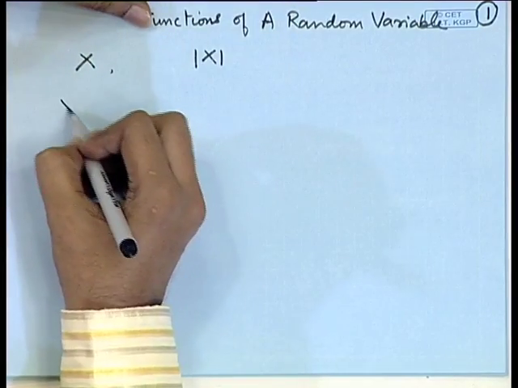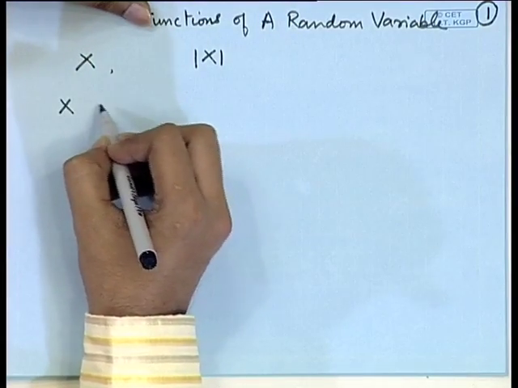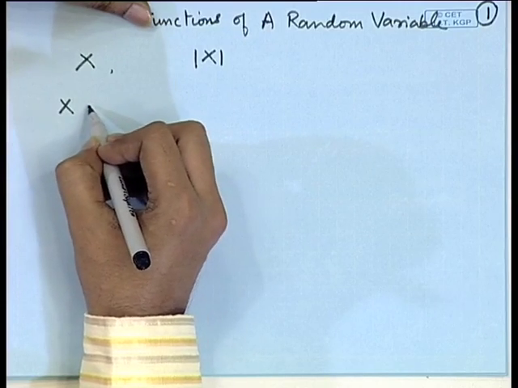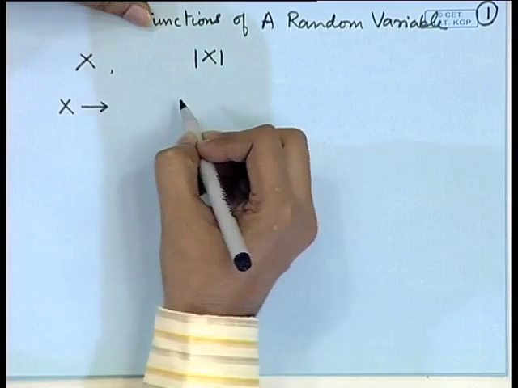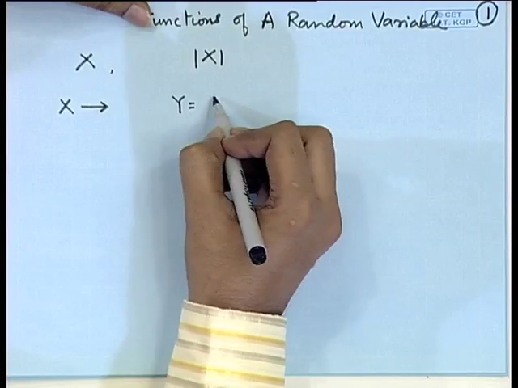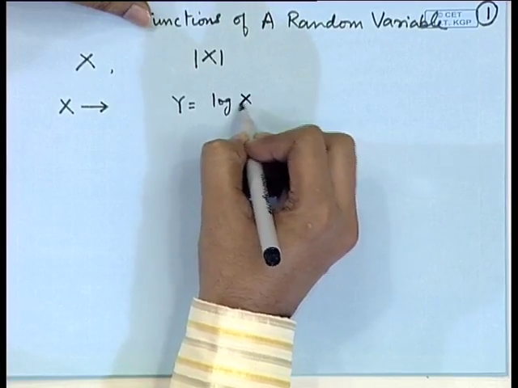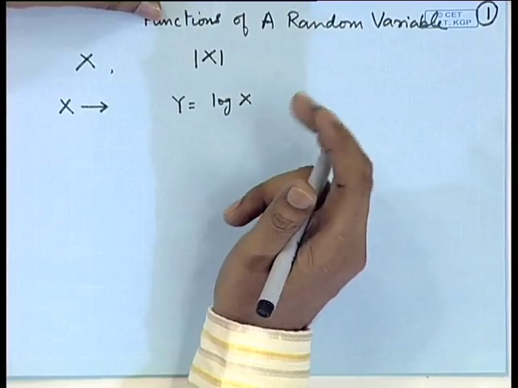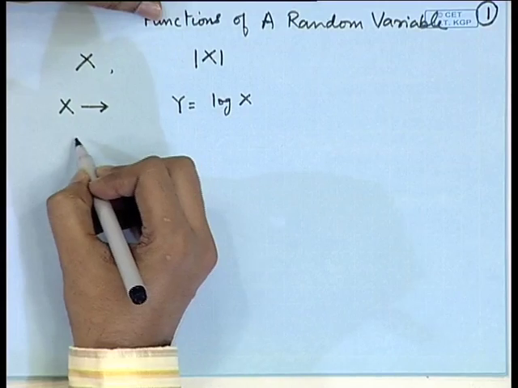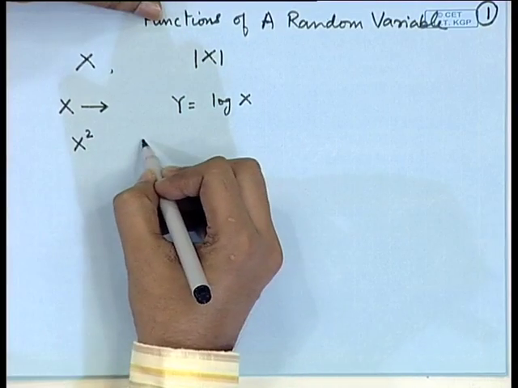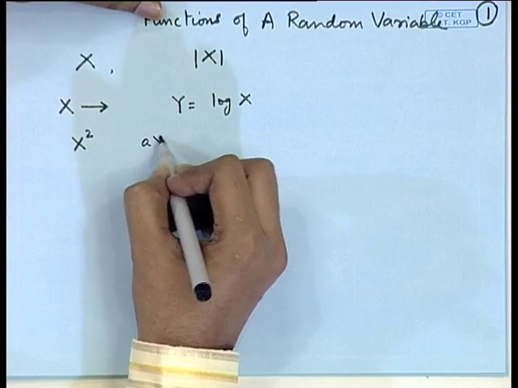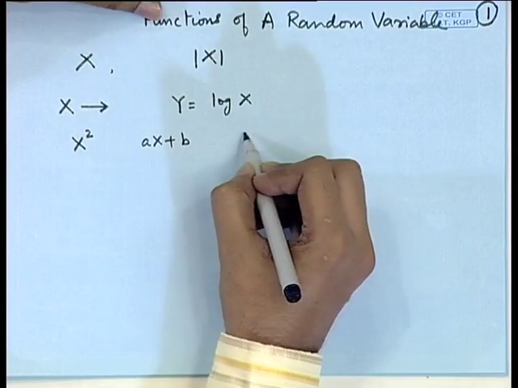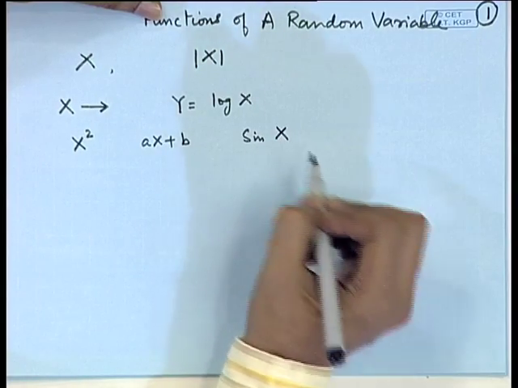Suppose X denotes certain astronomical distances. Now, if the numbers are too large, we may be interested in a function of X, say log of X, to scale them to our level. In a similar way, sometimes we may be interested in X square, say aX plus b, or sin of X, etcetera.